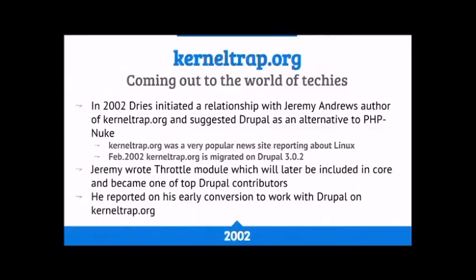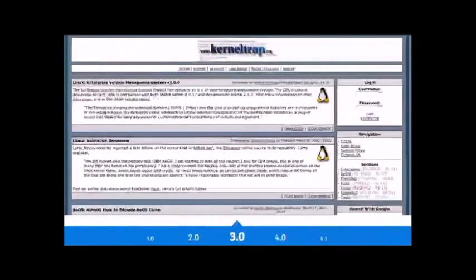And then Drupal was basically evolving quietly until 2002. That's when Dries initiated a relationship with Jeremy Andrews. Jeremy was the author of kerneltrap.org. It was a very popular Linux news site at the time, and it would periodically go down because it had lots of traffic coming in. So Dries suggested he switch from PHP Nuke to Drupal, and he did that. And in February of that year, he launched his site on Drupal 3.